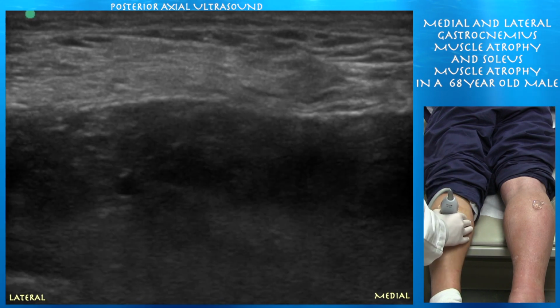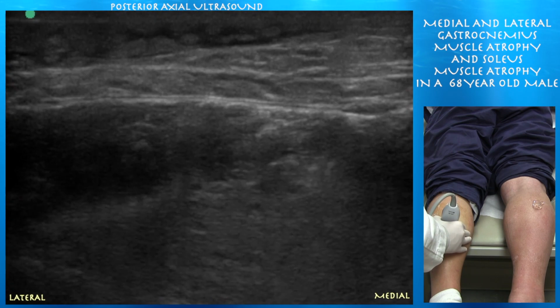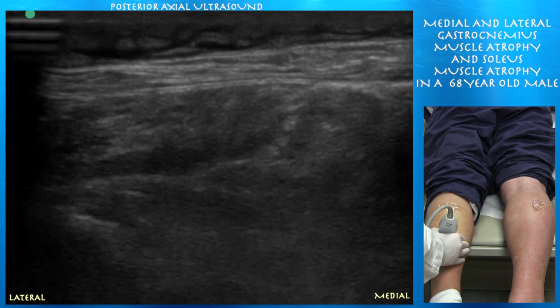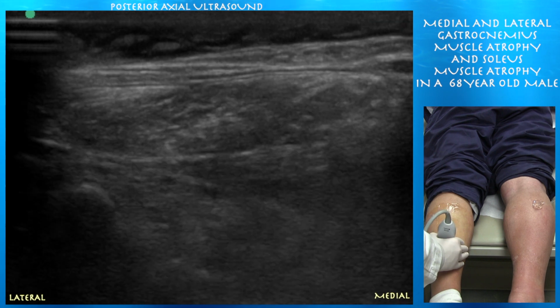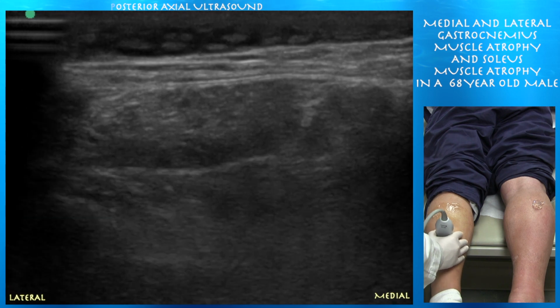And you can see the darker soleus muscle underneath, and you can appreciate that thick fascial layer between the gastrocnemius muscles and the soleus muscle. Going deep, you can see the fibula and flexor hallucis longus, which is the most lateral muscle of the deep compartment of the leg.